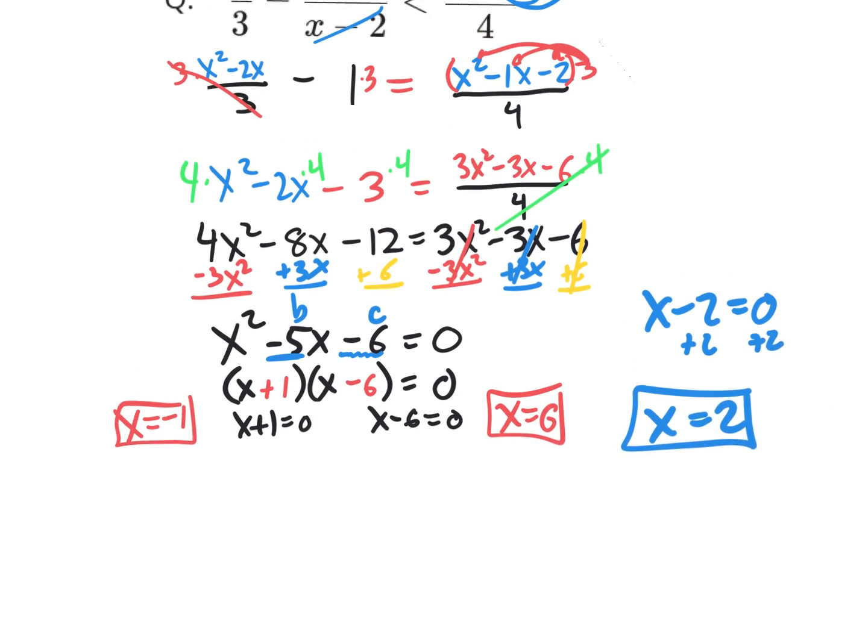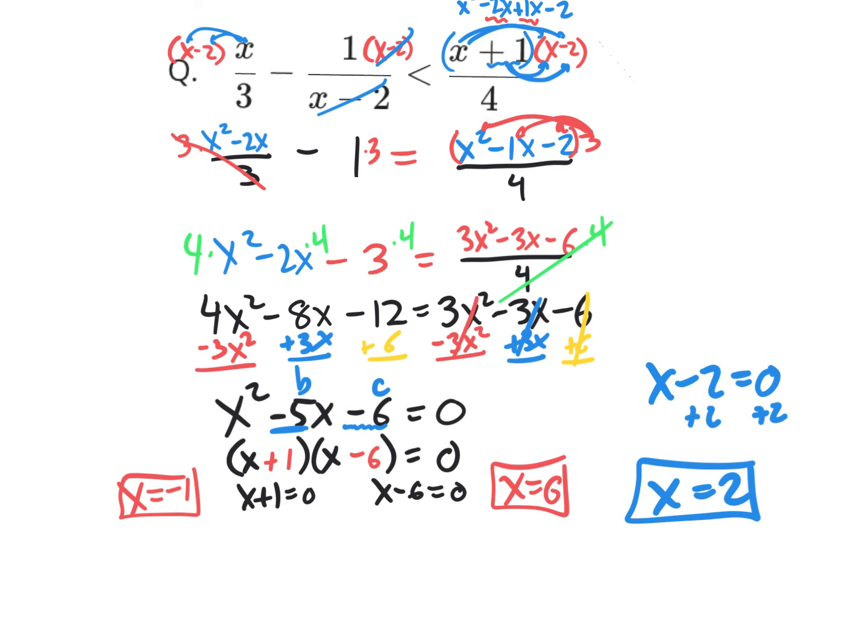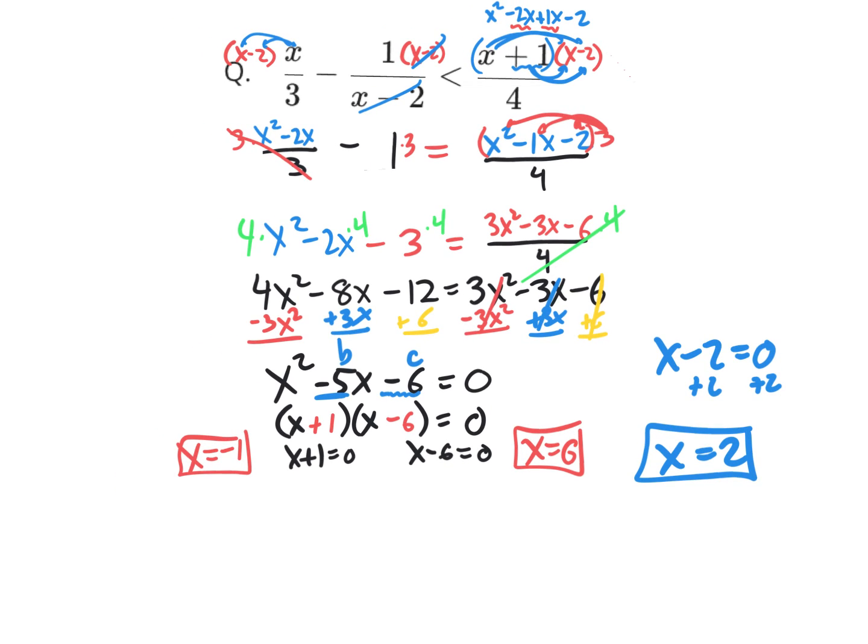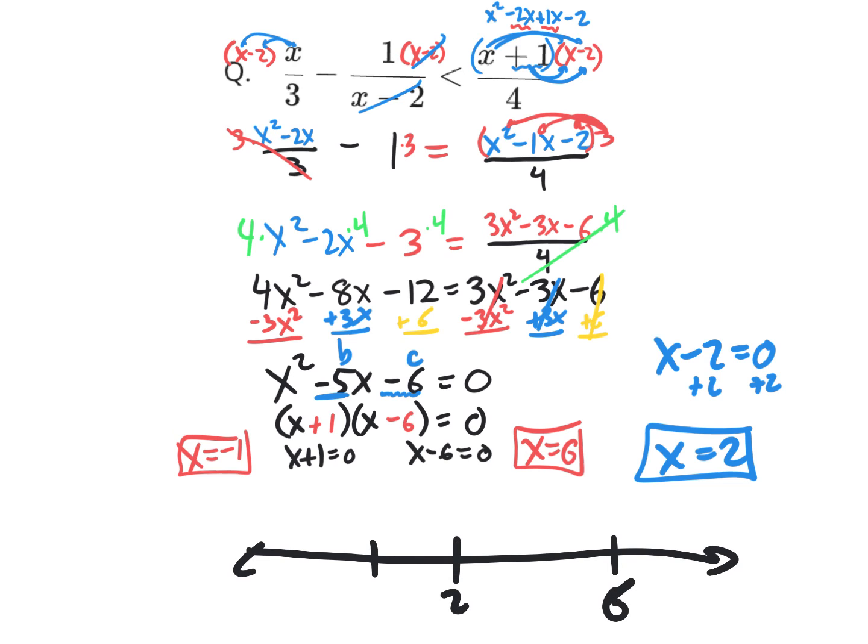So let's do that. Sorry, running out of space here. So here's my number line. That's ugly. We have a 6, we have a 2, and we have a negative 1, okay? So we need to test areas. What value would be on the left side of negative 1? Give me a number. Yeah, on the left side of negative 1. Negative 4. Okay. We could use any numbers we want, right? So negative 4, why not?